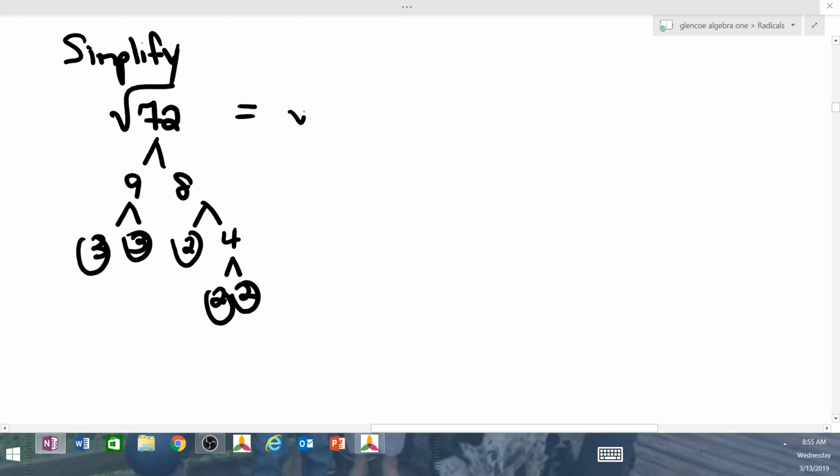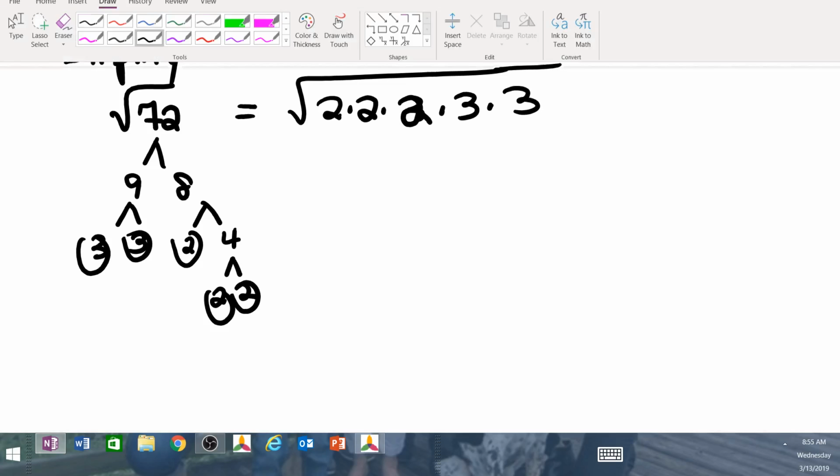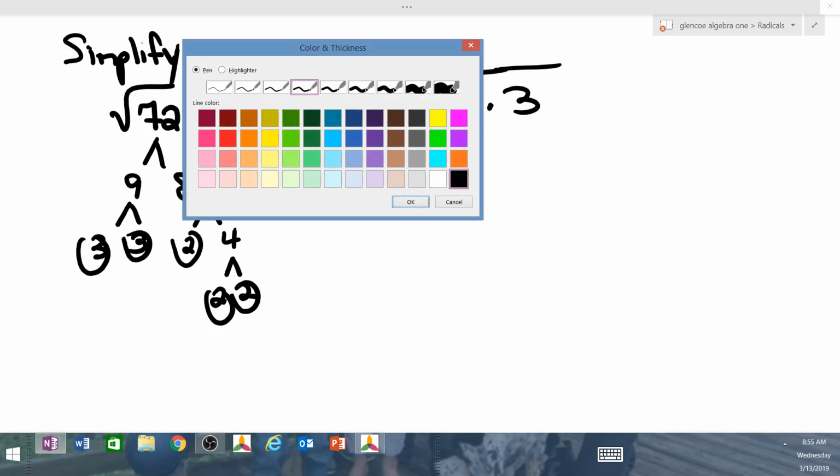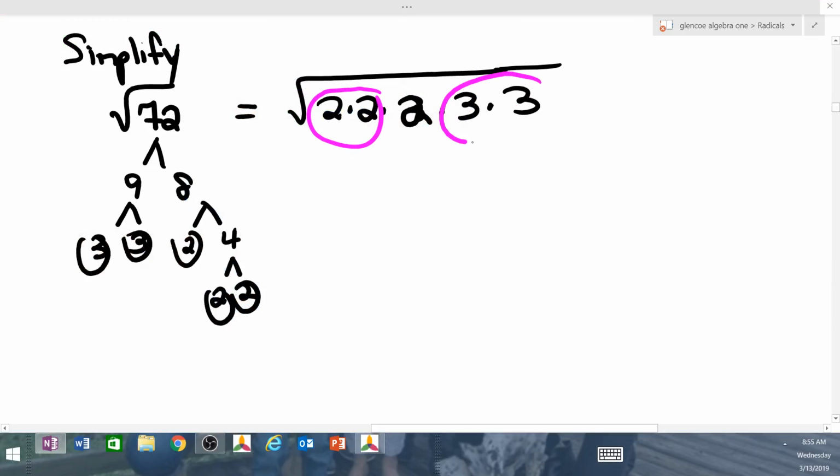So radical 72 would be 3 2s and 2 3s. Is that correct? Yes. Okay. So if we want to find our pairs here, I think you can see you have 1 pair of 2s, correct? Yes. And 1 pair of 3s. This is a good problem. Stay with me and pay attention. You have a pair of 2s and a pair of 3s.